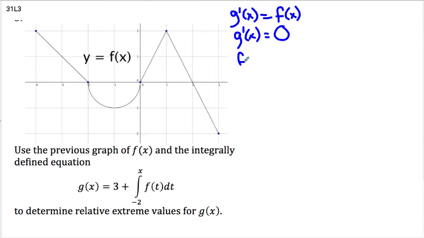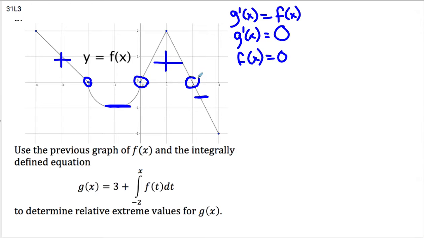Well, that's wherever f of x equals 0 and there's a change of sign, meaning the f of x goes from positive to negative or vice versa. Well, here, f of x is positive because it's above 0. Here it's negative. Here, f of x is positive, and here f of x is negative. So, the extreme values are here. That is a maximum because g prime switches from positive to negative. Here's a minimum because g prime switches from negative to positive.